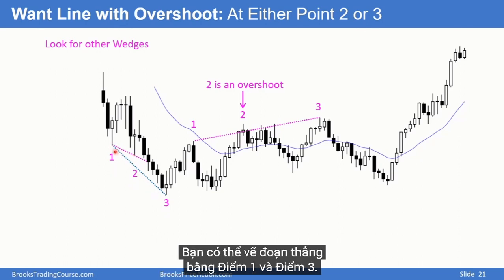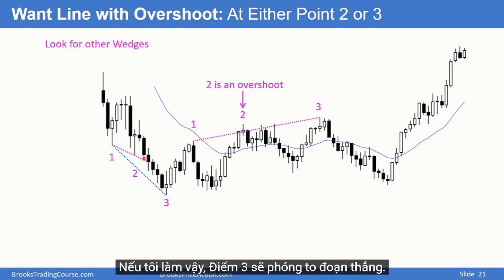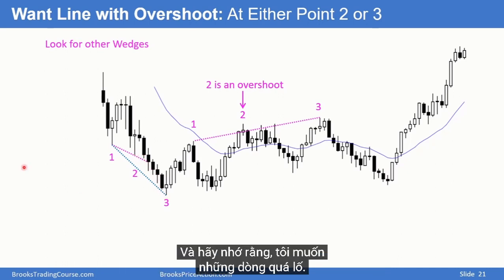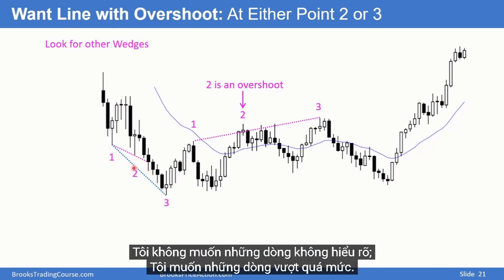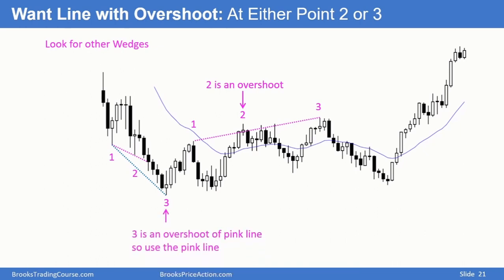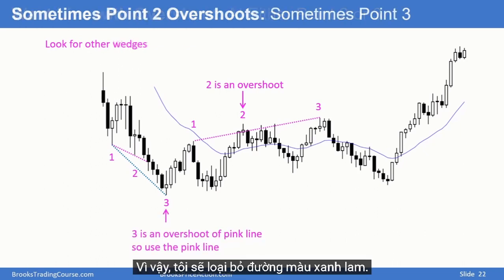You can draw the line using point 1 and point 3. You can draw the line using point 1 and point 2. And if I do that, point 3 overshot the line. And remember, I want lines that overshoot. Here, point 2 overshot, and here, point 3. Point 2 here undershot the line. I don't want lines that undershoot. I want lines that overshoot. So I'll get rid of the blue line.